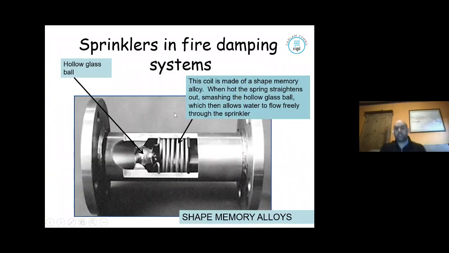Fire sprinklers is a good example as well. So you can see here we've got our shape memory alloy, and what we've got here is a hollow glass ball, and this is the only thing stopping mains water from actually coming out of the sprinkler. When this gets hot, this shape memory alloy will expand because it wants to straighten out at a higher temperature. That will smash through your hollow glass ball, and then the water will come out of your sprinkler.